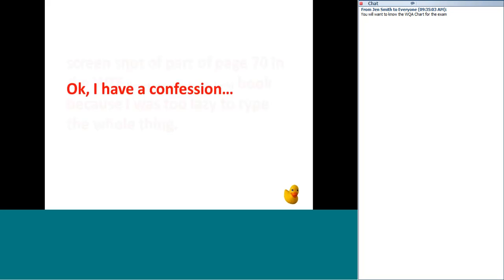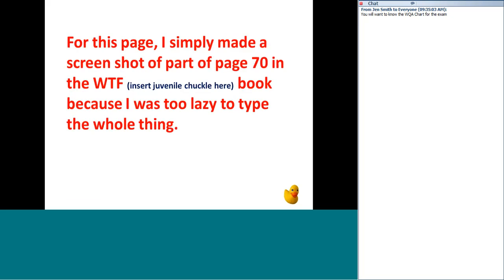Okay, so I have a confession. For this page, I just made a screenshot of part of page 70 in the WTF book, and I'm surprised that you guys have not made comments to me about my WTF abbreviations before, so you can insert the juvenile chuckle here. But anyway, I just made a screenshot of it because I didn't want to type the whole thing. Blah, blah, blah.